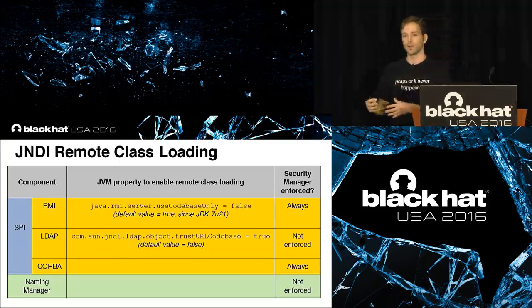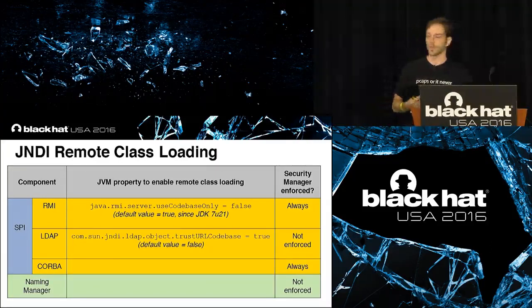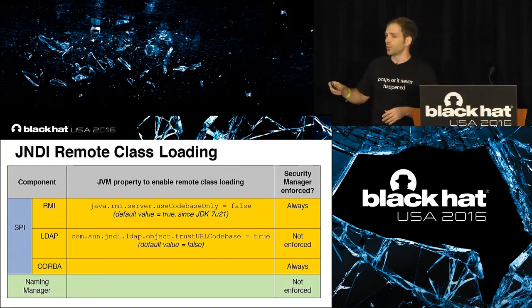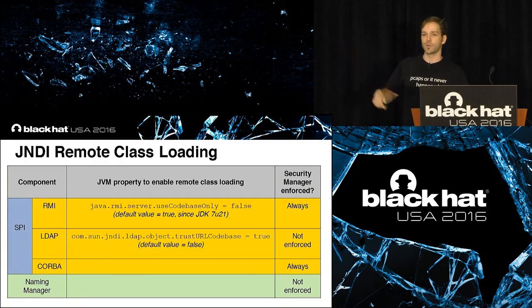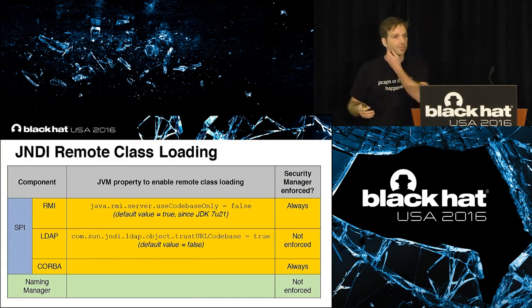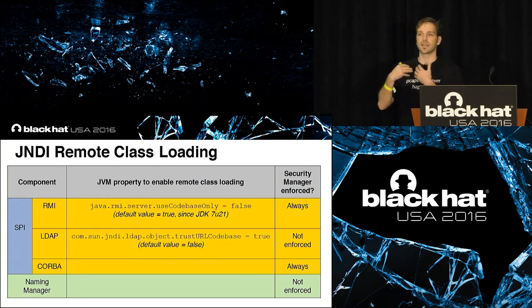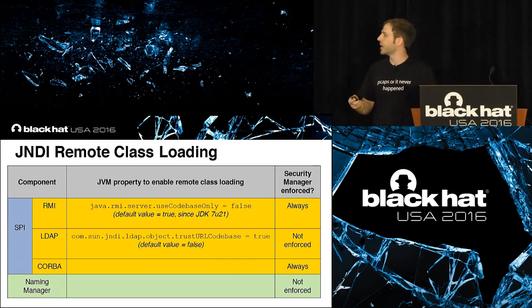So in the SPI layer, we have, for example, that for RMI, there is a JVM property that needs to be enabled in order to allow the remote class loading. And this property is disabled by default. So even if you enable this property, then a security manager will be enforced to be installed to protect where these classes are being loaded from, what kind of code these classes can run, and so on.